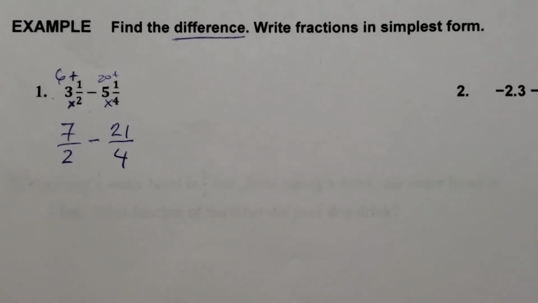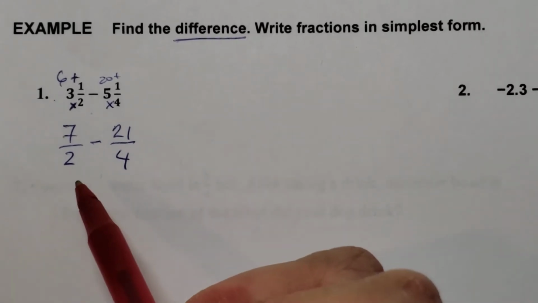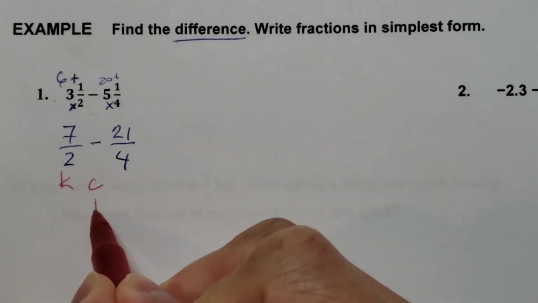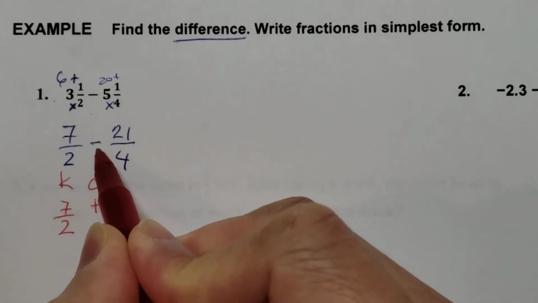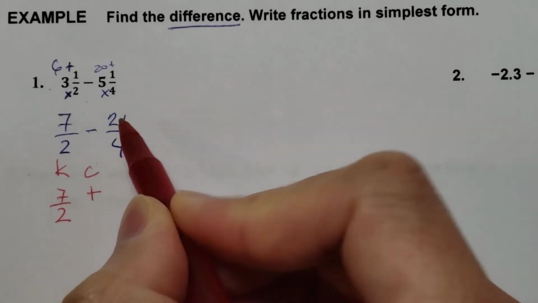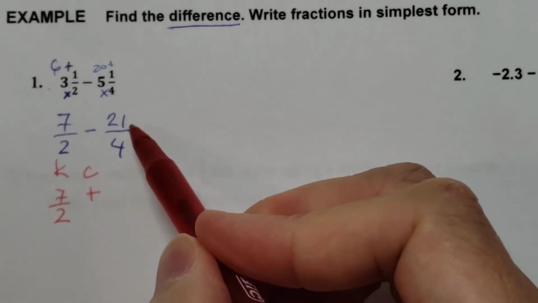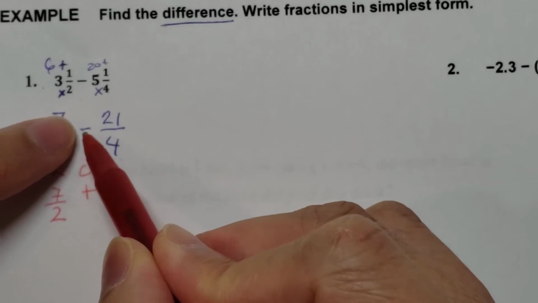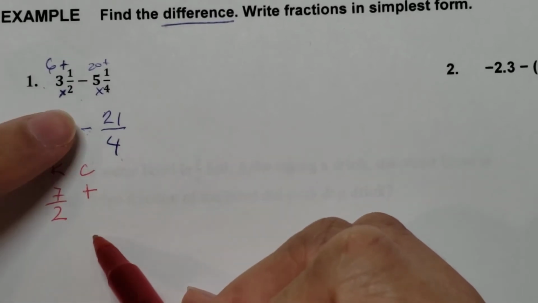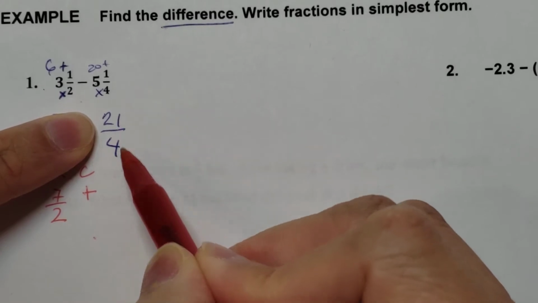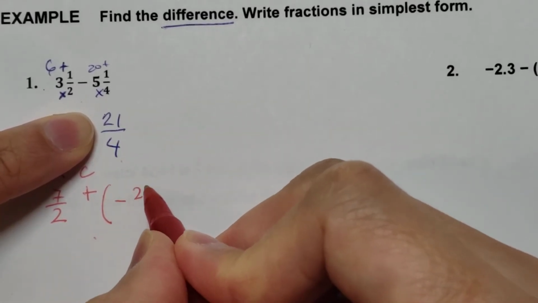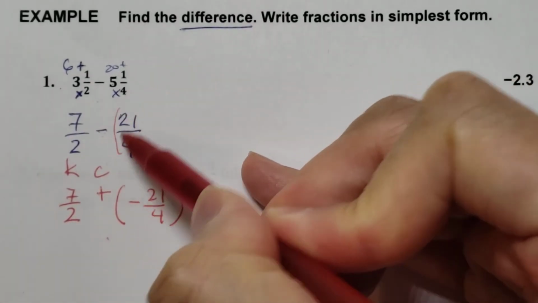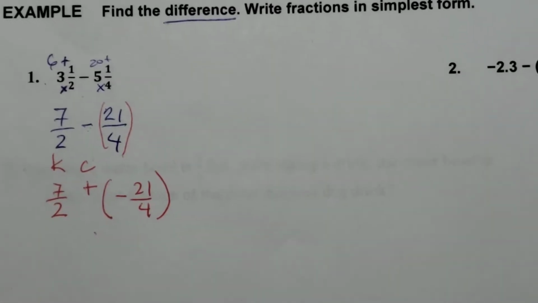All right. Now let's apply what we know. Subtracting is the same thing as adding its opposite. So we keep the first term. We change it into an addition problem. And then we get its opposite. What is the opposite of 21/4? Now remember, it's not negative 21/4 because the subtraction symbol becomes a positive. Now, what's the opposite of 21/4? And it is negative 21/4. Okay, so keep, change, and opposite, the opposite of 21/4.